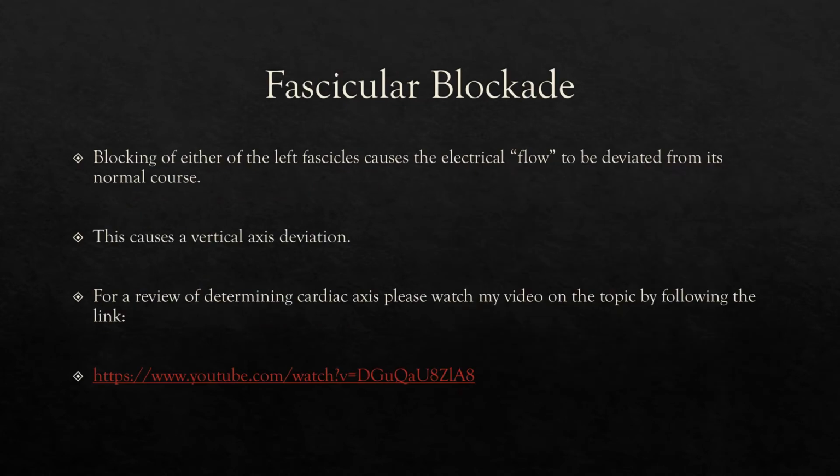So because of that, anytime we have blockade over one or the other, then you're going to get a deviation on the ECG. And so you're going to notice a vertical axis deviation with the left posterior fascicular block, and with the left anterior fascicular block, that posterior fascicle directs flow leftward. You're going to get a left axis deviation, and the opposite with our other one.